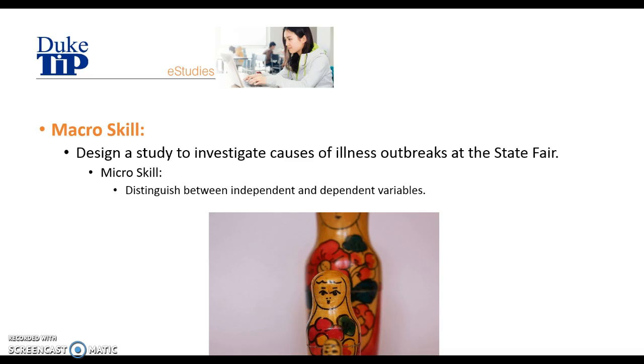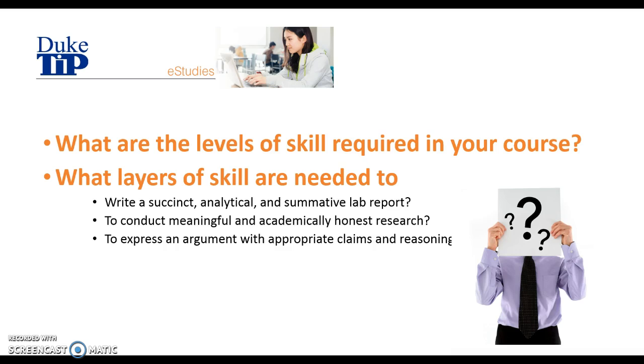For example, let's take a look at something for a science class. Let's say your macro skill is design a study to investigate causes of illness outbreaks at the state fair. That's a pretty big thing to do, designing a study. Well, what's a micro skill that's embedded in that? Distinguishing between independent and dependent variables. If a student doesn't know those important terms and the definitions and can't distinguish between them, then they won't be able to design that study. So this is just one of many micro skills that's buried in the larger macro skill.